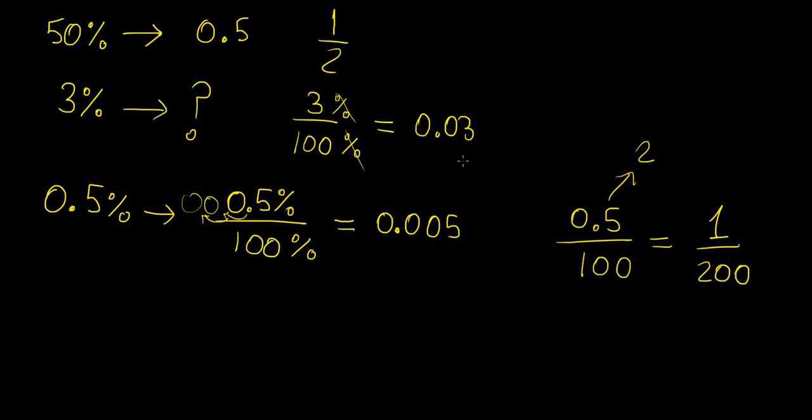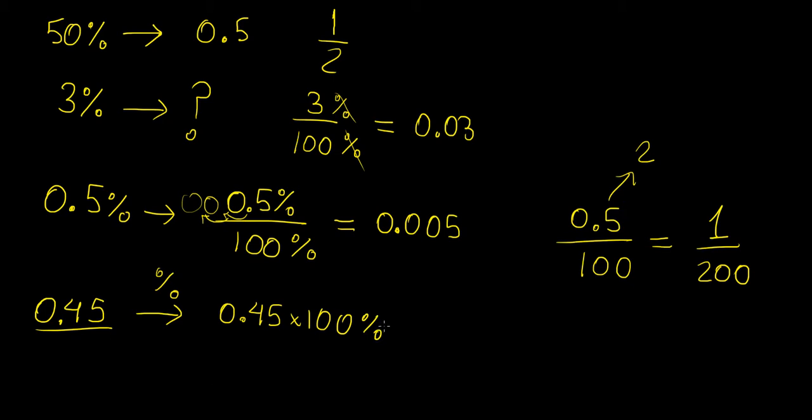And obviously this is pretty straightforward, but say you have something like 0.45. This is not a percentage, but rather just a decimal number. So let's say you wanted to convert this into a percentage. What would you do in that case? Well, if you're given the decimal number as it is, then all you would do is basically just multiply this number by 100. So we multiply the number by 100%, and that gives us 45%.